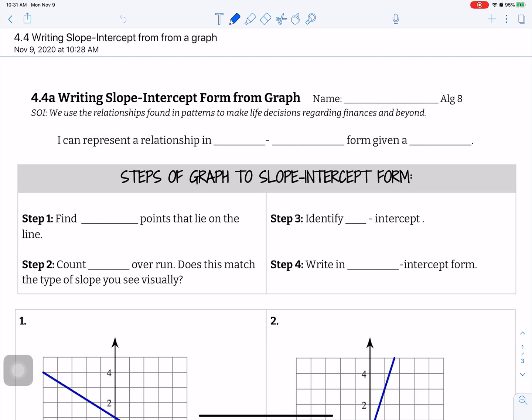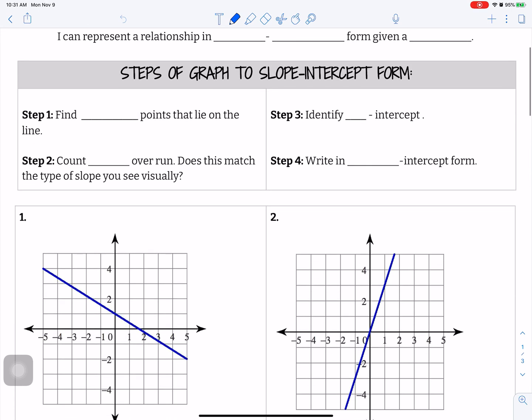Today we're going to look at just the opposite. Yesterday we were graphing lines from an equation. Now we're going to look at a line that's already graphed and write the equation for it. So the first thing we need to do is find 2 points that lie on the line. And when we're looking for points, what we're really looking for is where these two grid lines meet, if possible.